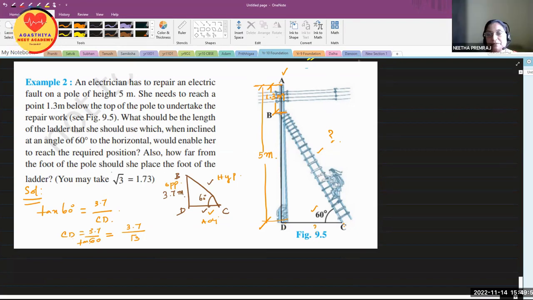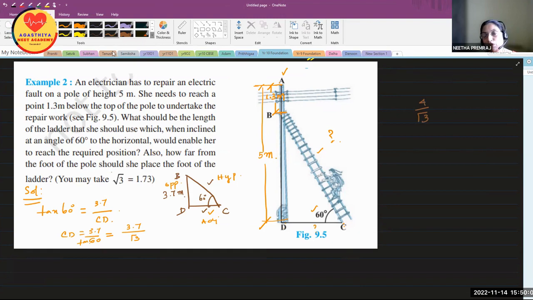See dear, if it is 4 by root 3, there should be no root in the denominator. So how do we remove the root? By multiplying by the same root 3, the root will get cancelled, isn't it? So what we are doing with the denominator should be done with the numerator also. So you can write 4 root 3 by 3. Removing or eliminating the root in the denominator is called rationalization.